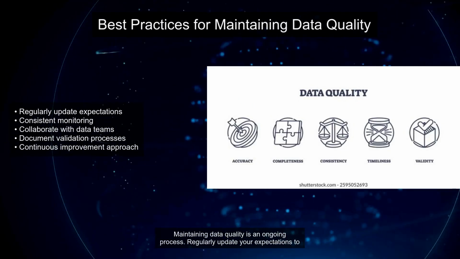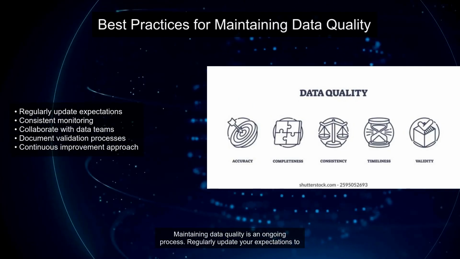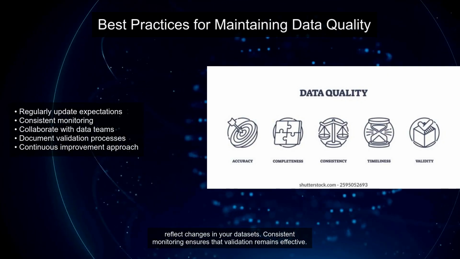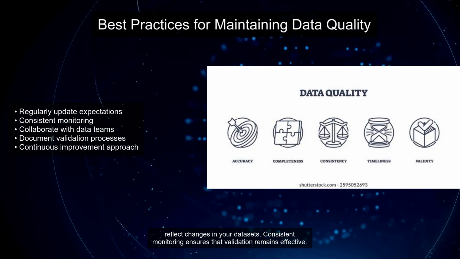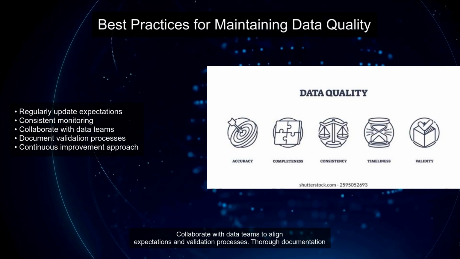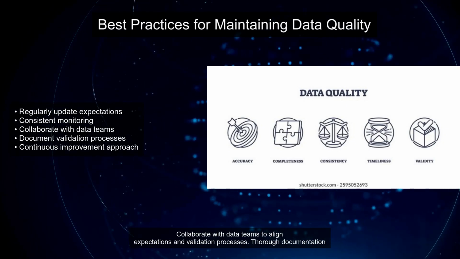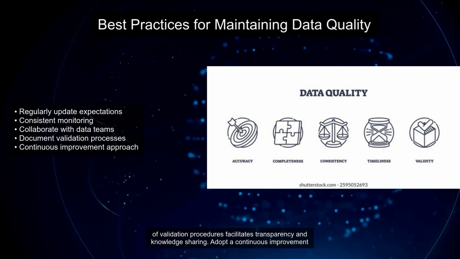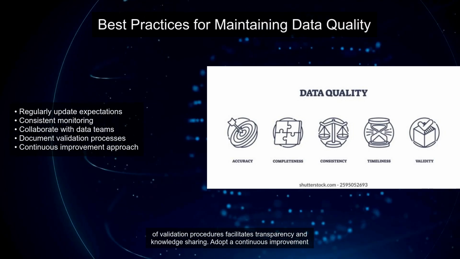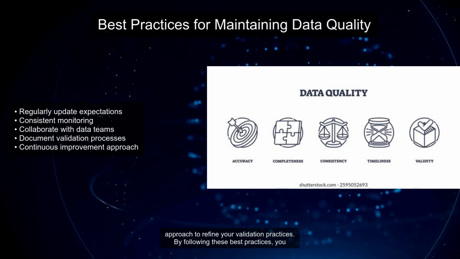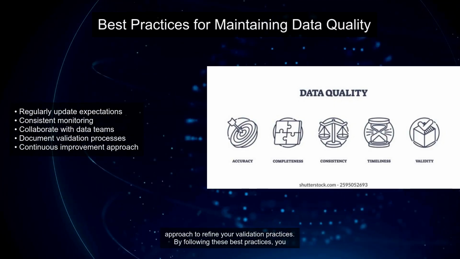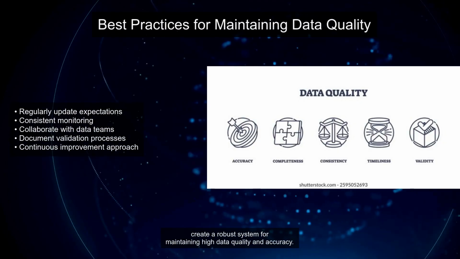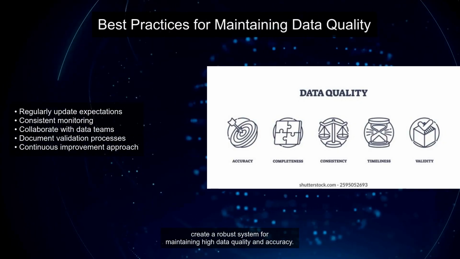Maintaining data quality is an ongoing process. Regularly update your expectations to reflect changes in your datasets. Consistent monitoring ensures that validation remains effective. Collaborate with data teams to align expectations and validation processes. Thorough documentation of validation procedures facilitates transparency and knowledge sharing. Adopt a continuous improvement approach to refine your validation practices. By following these best practices, you create a robust system for maintaining high data quality and accuracy.